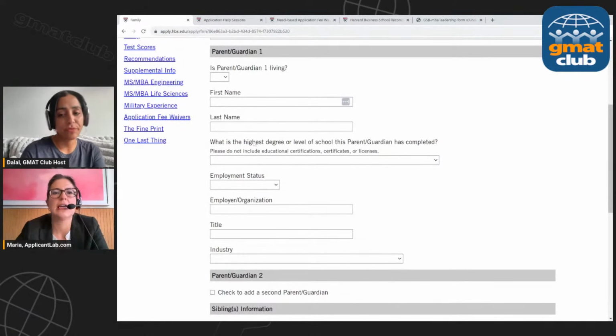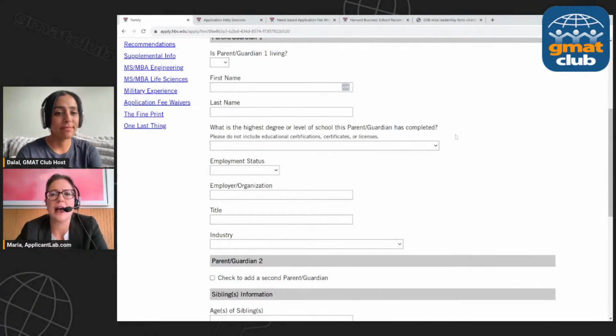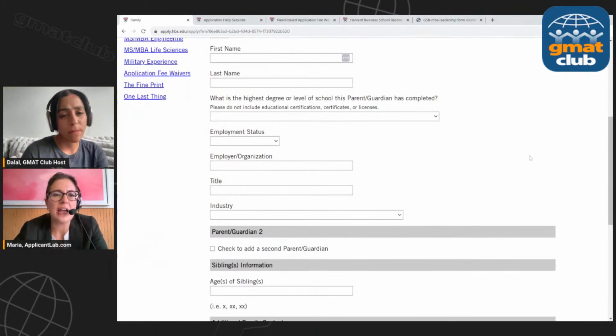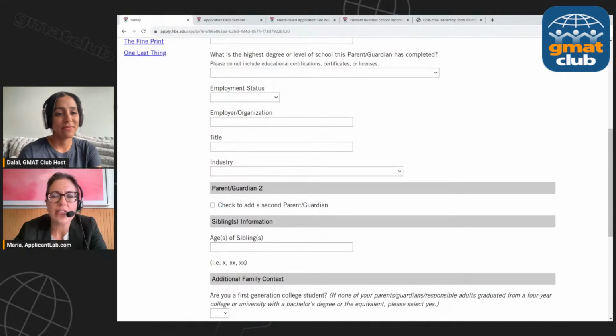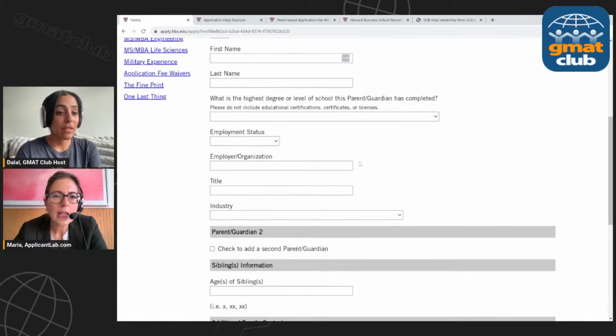So basically they're asking for information about who your parents are, how much education they have completed. It's interesting. When I applied, they actually asked me what universities my parents attended. They're not asking that anymore, which I think is sort of nice. I think a lot of people feel obligated to write, oh, my parent had a job in this or that, because they say here, employer, organization, employment status. Well, if your mother is a housewife, you can just write housewife, right?